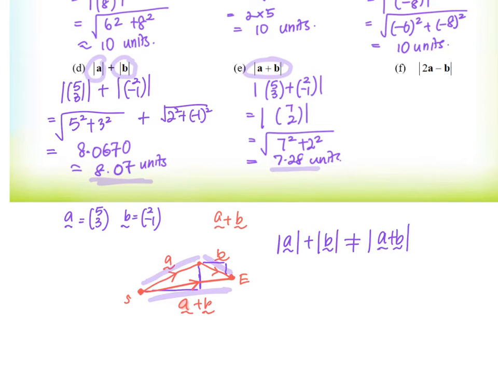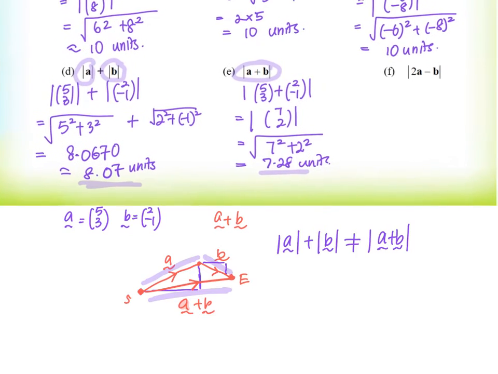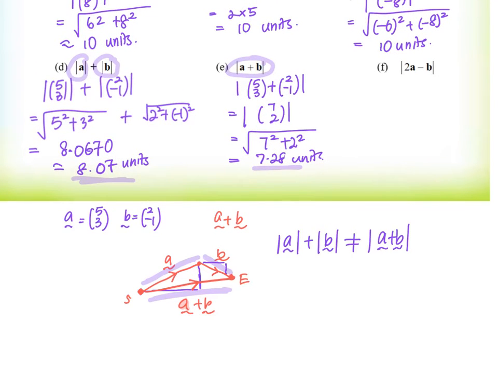Now let's continue with our remaining questions. We want to find the magnitude of 2A minus B. So we need to process the vectors first.